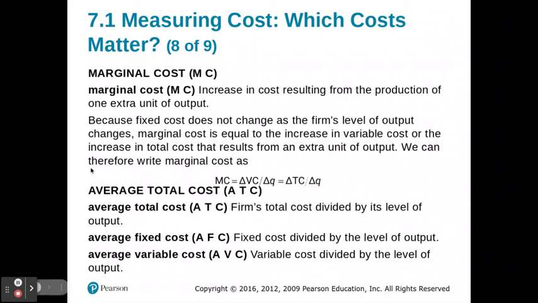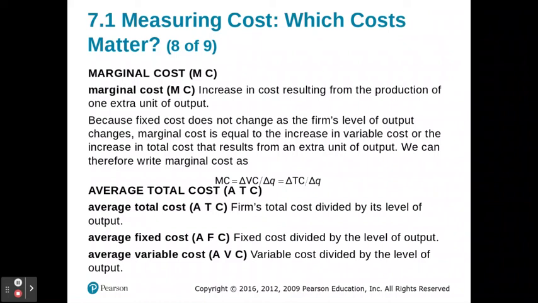Okay, so the marginal cost is measuring our change in either our variable cost or our total cost. It can be either, but it's the change in the costs as the quantity changes. Again, fixed costs don't change at all. So in that previous example, it was always 50.